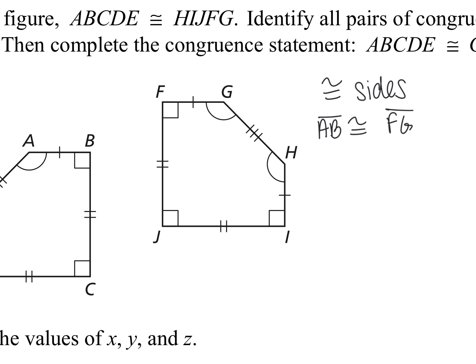GH and AE. Okay, I started with AB, so I'm going to take that shape first. So you said which one? Line AE. Okay, AE and what? GH. AE and GH. What else? ED and what? HI. Okay.